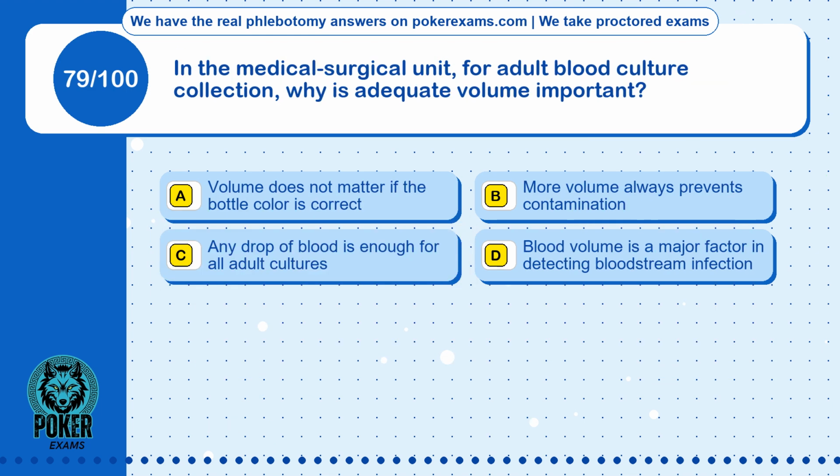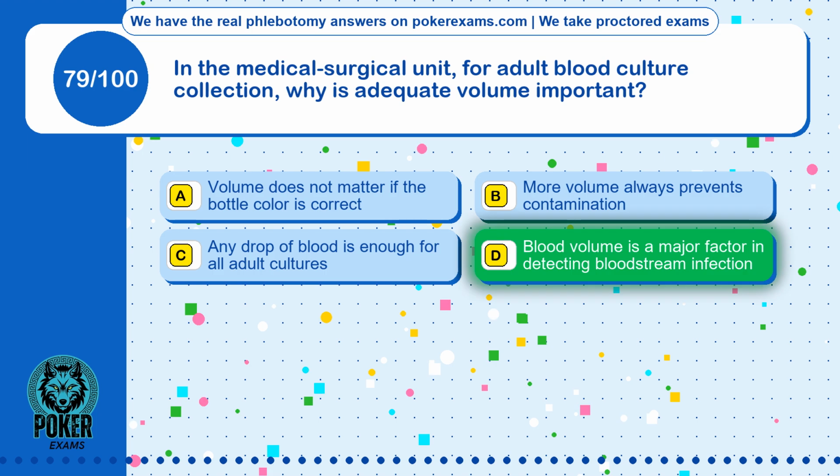Question 79. In the medical surgical unit, for adult blood culture collection, why is adequate volume important? Option A. Volume does not matter if the bottle color is correct. Option B. More volume always prevents contamination. Option C. Any drop of blood is enough for all adult cultures. Option D. Blood volume is a major factor in detecting bloodstream infection.